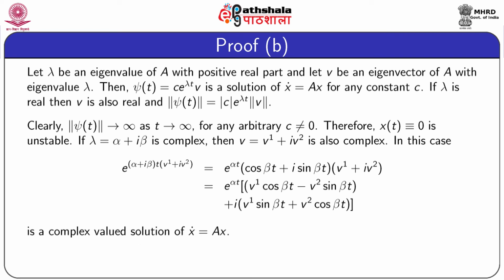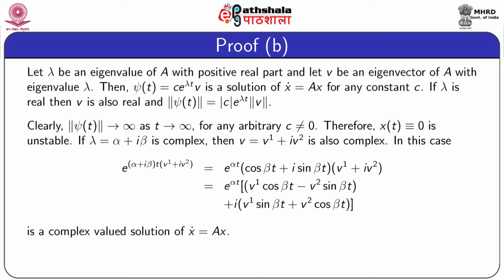For the second part of the proof, let lambda be an eigenvalue of A with positive real part, and let V be an eigenvector of A with eigenvalue lambda. Then psi(t) equal to C e^(lambda t) V is a solution of x dot equal to Ax for any constant C.